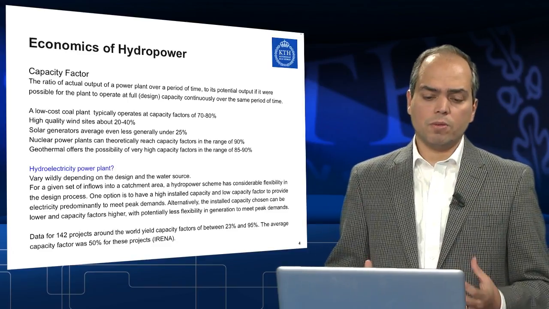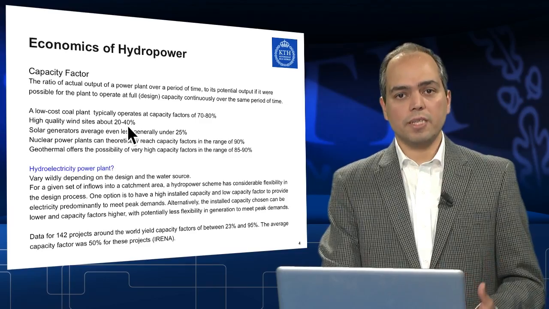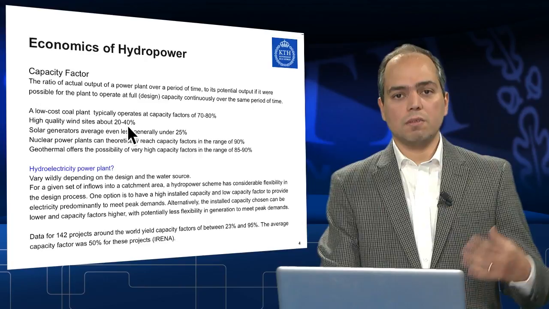The capacity factor of a power plant is the ratio of the actual output of a power plant over a period of time to its potential output if it were possible for the plant to operate fully at the full capacity continuously over the time. So you could see here a high quality wind site has about 20 to 40% of the capacity ratio, and then the rest of the time it doesn't really produce energy as it is designed for.